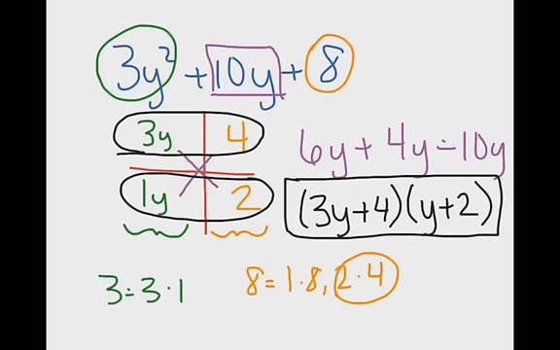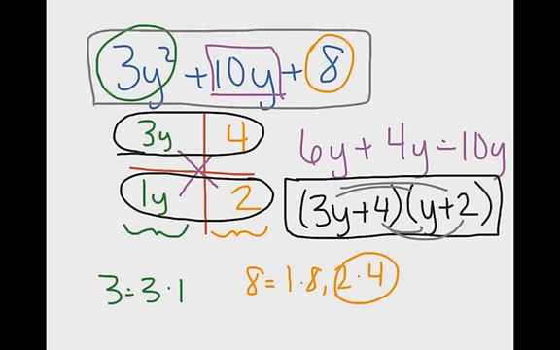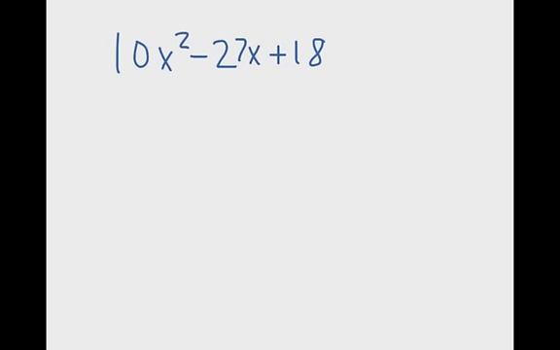One way we can check our answer to see if it's correct is FOIL. So just like a few sections ago, we would just distribute out each one of these, and we would get our original answer up here. All right, let's do another example.